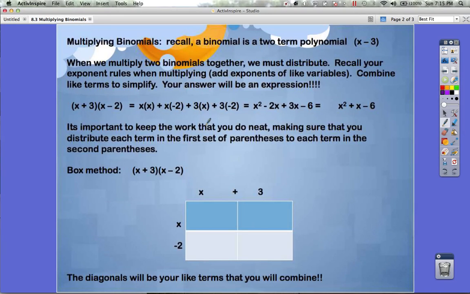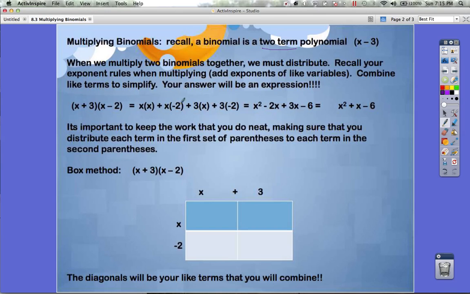All right, multiplying binomials. Recall that a binomial is a two-term polynomial, such as x minus 3. There's a term and there's a term, with addition or subtraction in between. When we multiply two binomials together, we must distribute. And recall your exponent rules. When you're multiplying, you add your exponents of like variables. You're going to be combining like terms to simplify, and your answer is going to be an expression. Again, we will not have an equal sign in our problem.